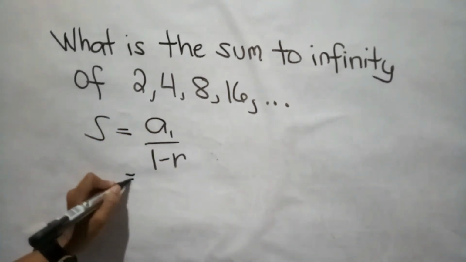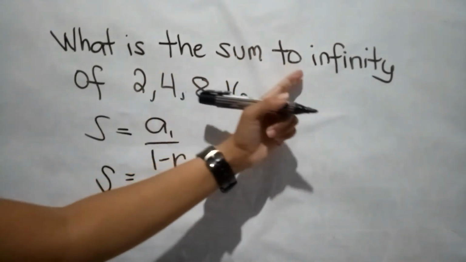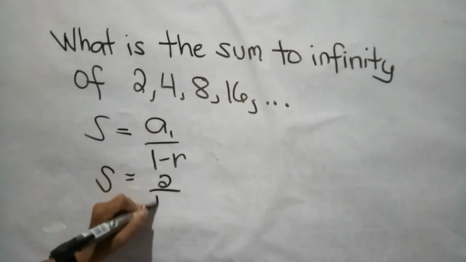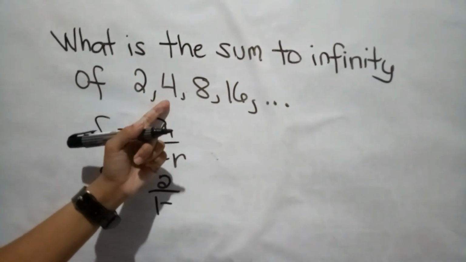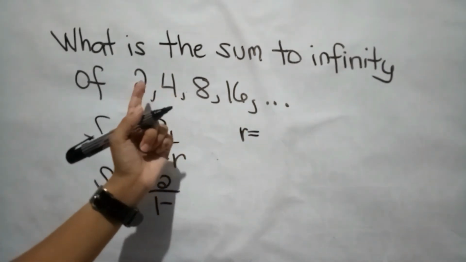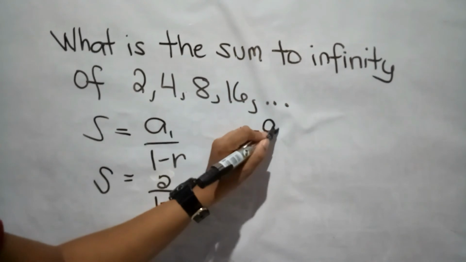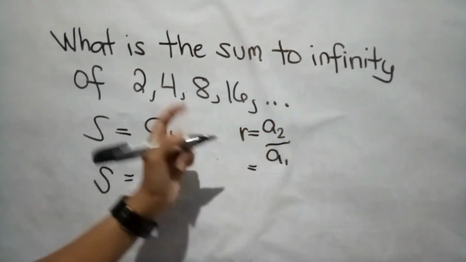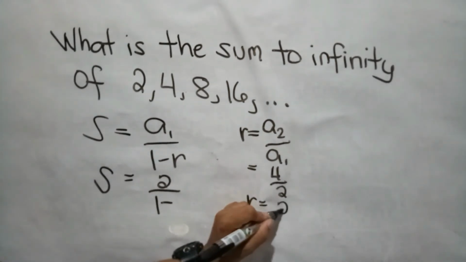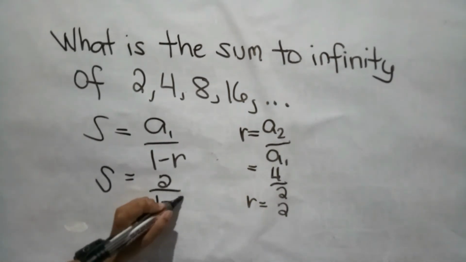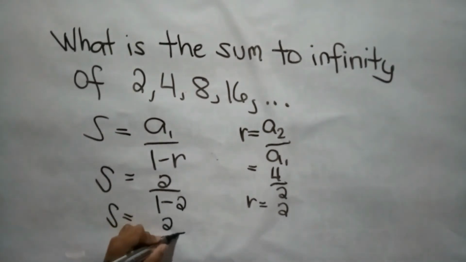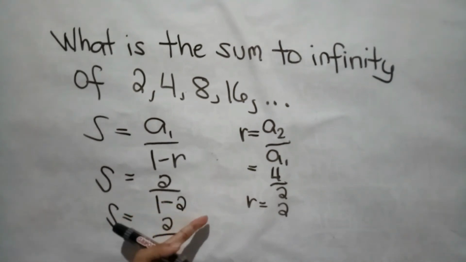Okay, let's solve. S is the sum to infinity. Then A sub 1 is equal to 2. Then 1 minus R. So we have the formula in getting R, or the common ratio: A sub 2 divided by A sub 1. So we have 4 divided by 2. Then R is equal to 2. So let's write 2. So the sum is equal to 2 over 1 minus 2.